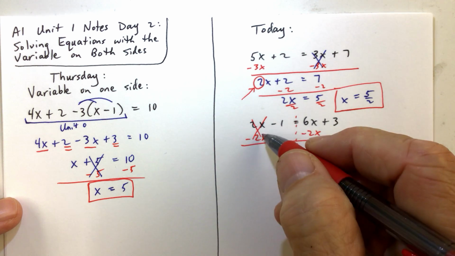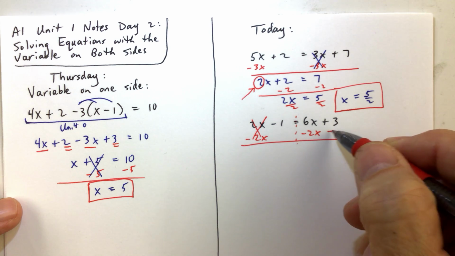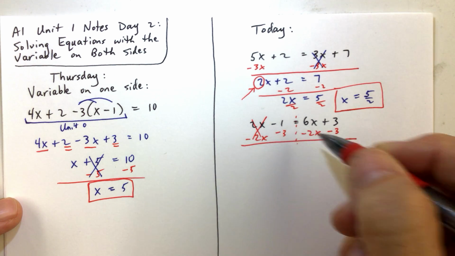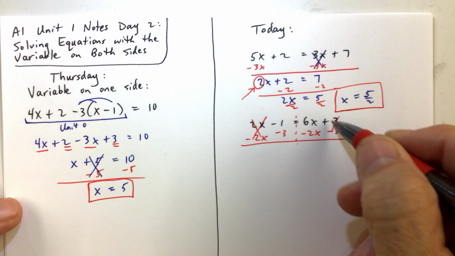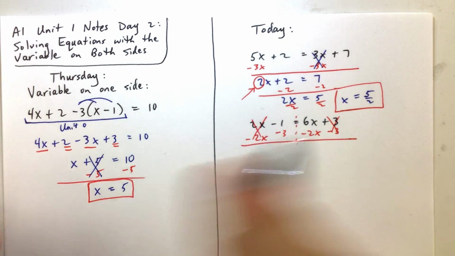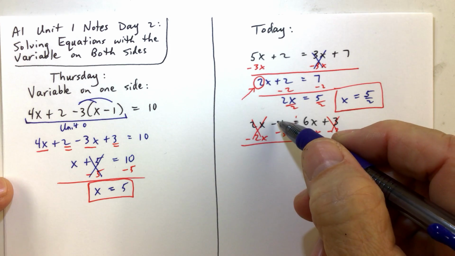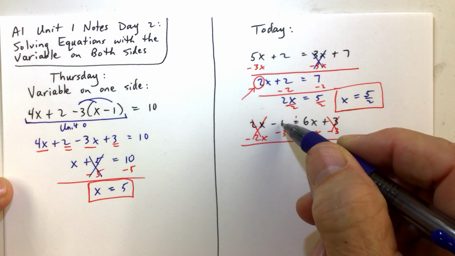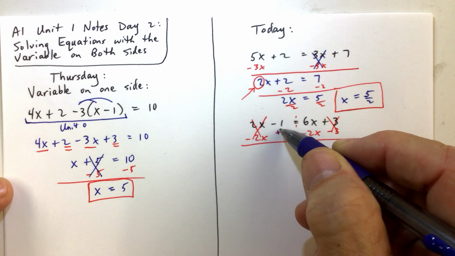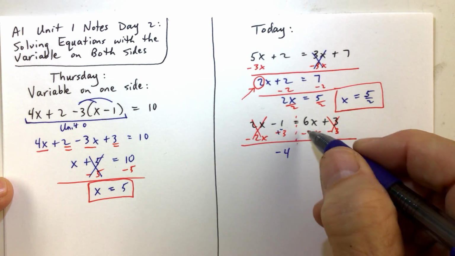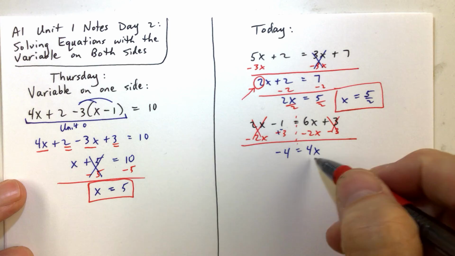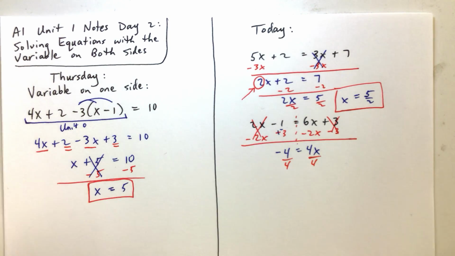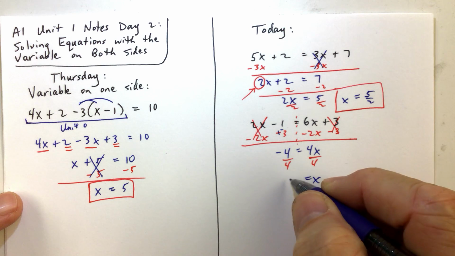When we move the variable terms to the right, we can also at the same time move the number terms to the left, by performing the inverse operation. We have a plus 3, so we do a minus 3. That means we're moving the constants to the left and the variables to the right. When the dust settles, we have to be careful here: negative 1 minus 3, or negative 1 plus negative 3, is negative 4. And then we have equals 6x minus 2x, which is 4x.